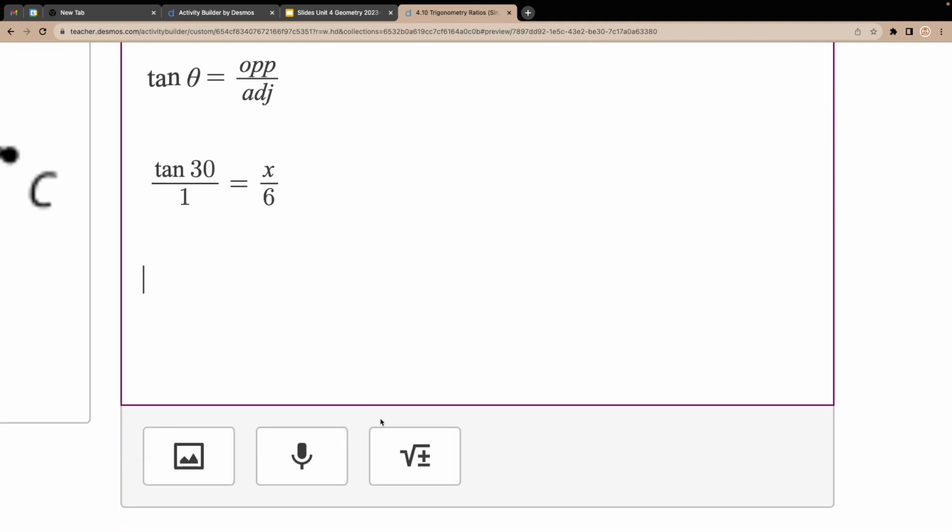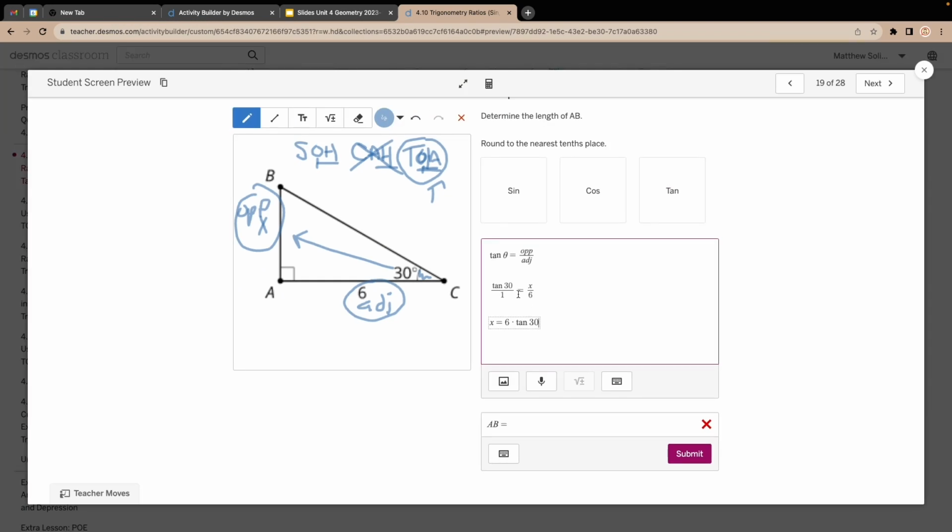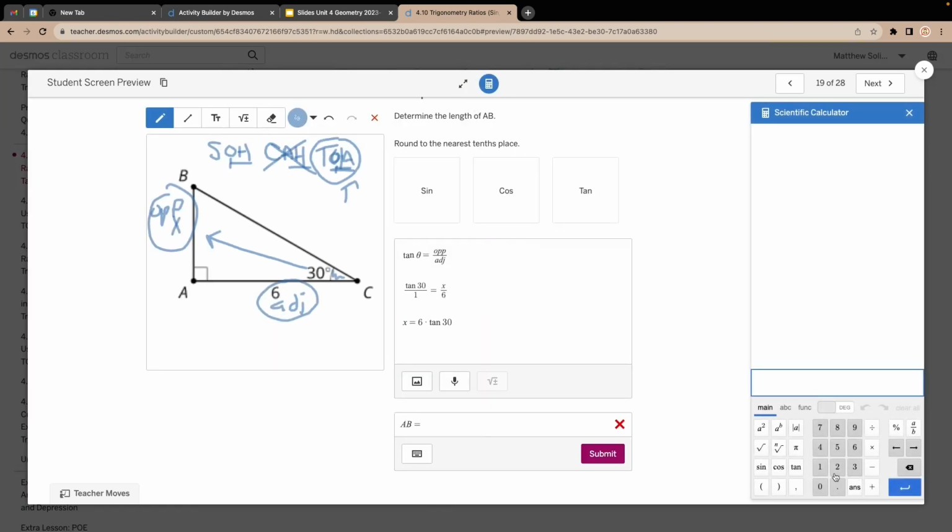x times 1 is x. Tan 30 times 6, or 6 times tangent of 30. Now you're probably like, Mr. S, what is tan 30? Tan 30 is just a decimal. Remember, these are just decimals or ratios. So tan 30 is about 0.577. So I'm going to do 0.577 times 6. One thing, don't put it in the parentheses. So times 6. That is a little more than half of 6, so 3.4. So my missing side is 3.4.